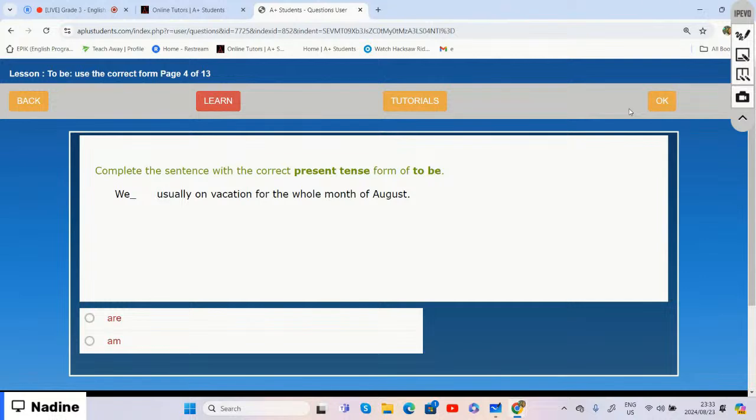And if we were to choose the correct form, we would say we are usually on vacation for the whole month of August. Well done. R is correct. All right, let's do the last one and then we go to have.